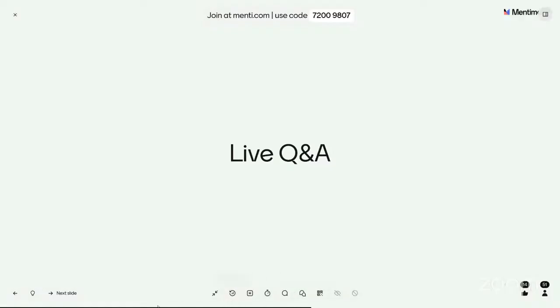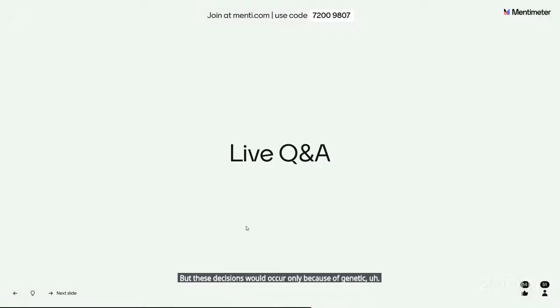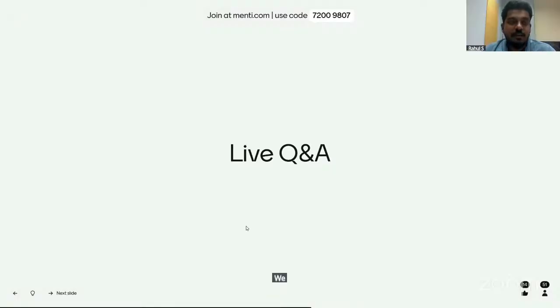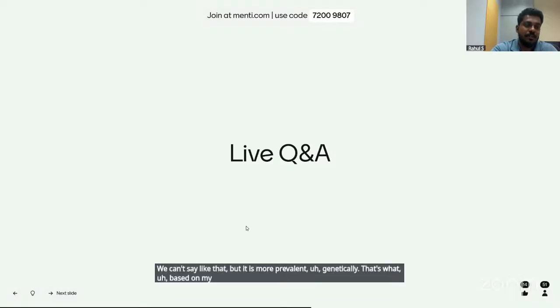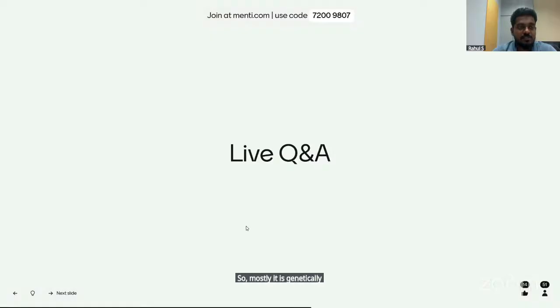But these diseases would occur only because of genetic disorders, or what, sir? We can't say that, but it is more prevalent genetically. That's based on my observations, and from papers I have read. So mostly it is genetically transferred.